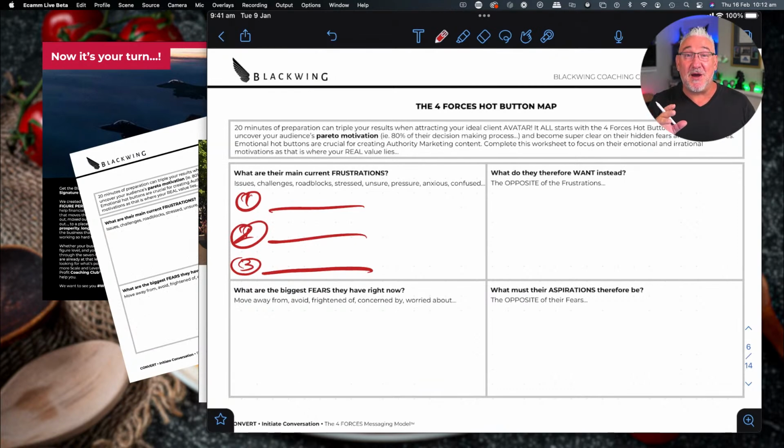What are they concerned about? What's keeping them awake at night? What are they worried about right now? What are the things in their world right now that are issues? It's basically things that people want to move away from. What's going on in their world right now that they don't want anymore? That's kind of what we're talking about here.